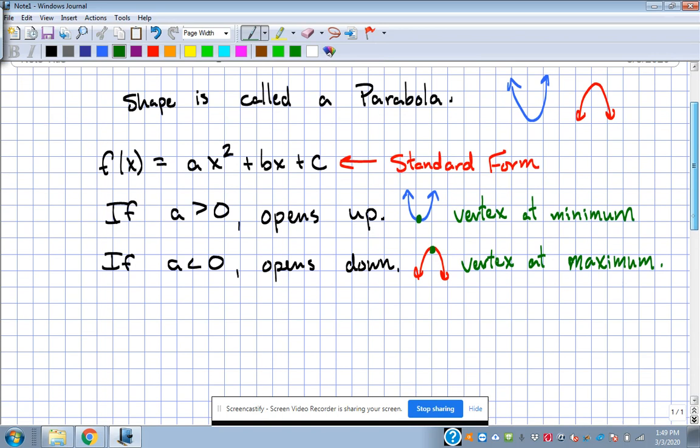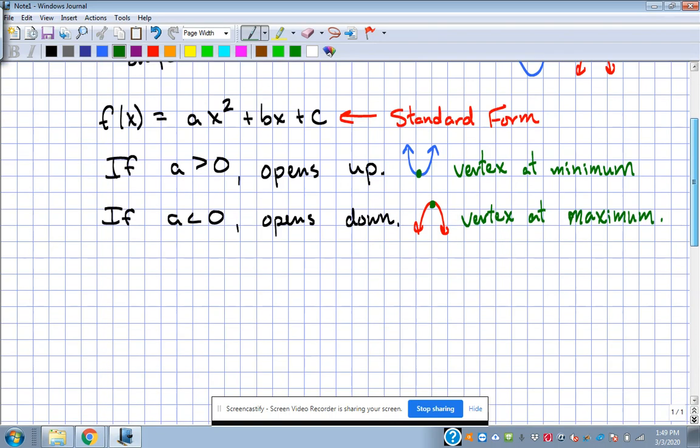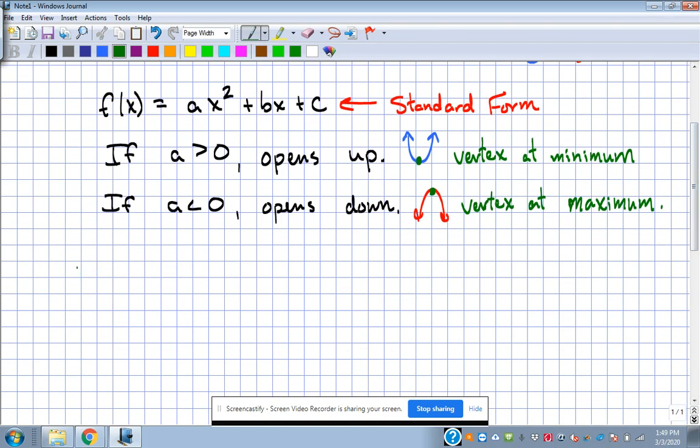So with that, that gets us into all of the different parts we're going to find. So let's start looking at the parts we're going to find. The first thing that we're going to find is the axis of symmetry. The axis of symmetry. It is this imaginary line.